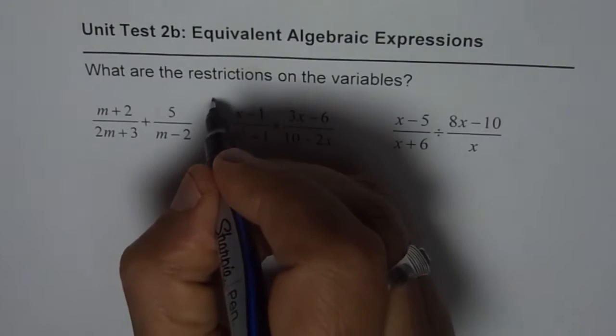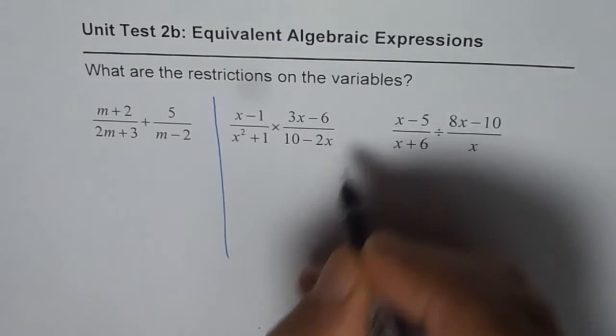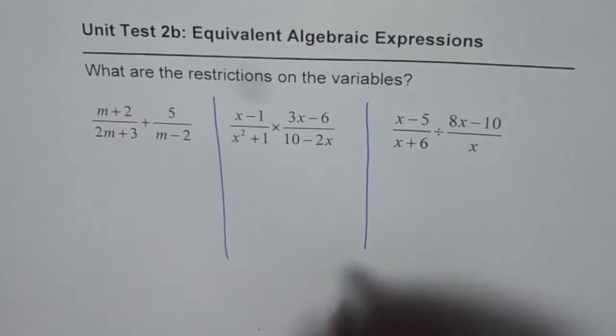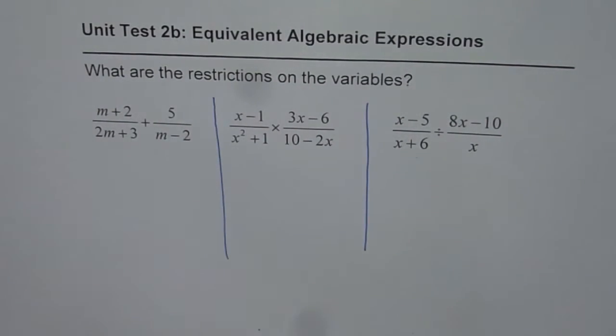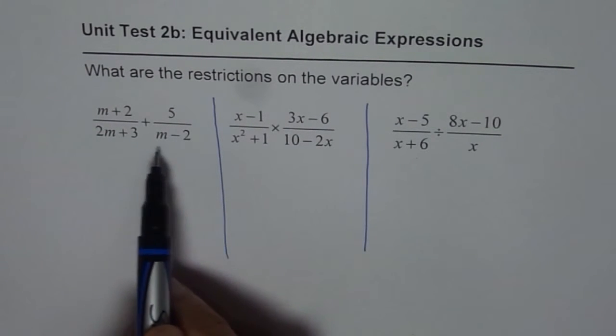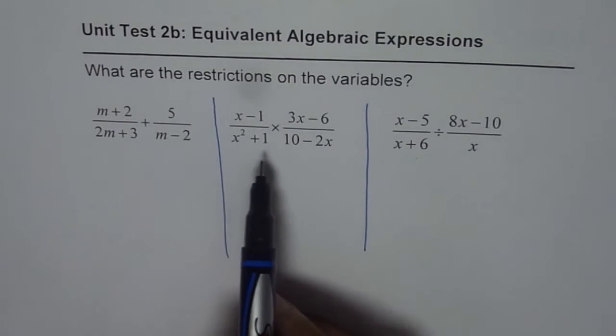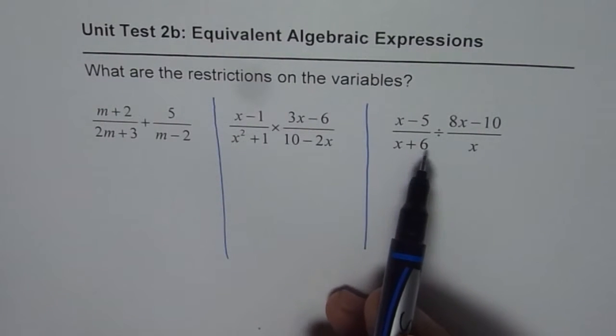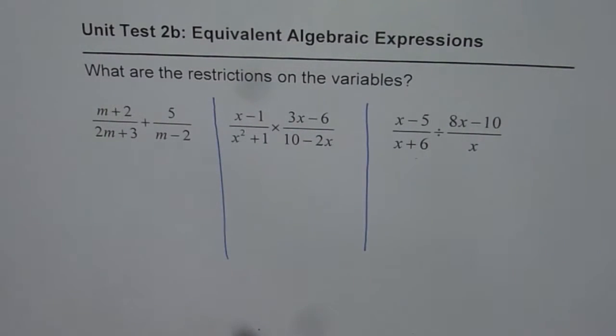We have three different rational expressions here, and you need to state restrictions on the variables. The first one is when you add two rational expressions, the second one when you multiply, and the third one is when you divide. You can pause the video and write down your answers.